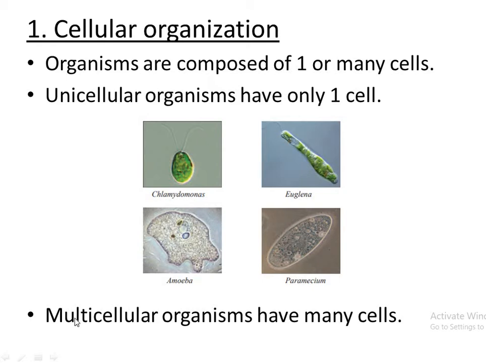Multicellular organisms are organisms composed of many cells. Multi means many, cellular refers to cell, many cells. So all other organisms like humans, cats, dogs, rats, bats, they all are multicellular organisms.